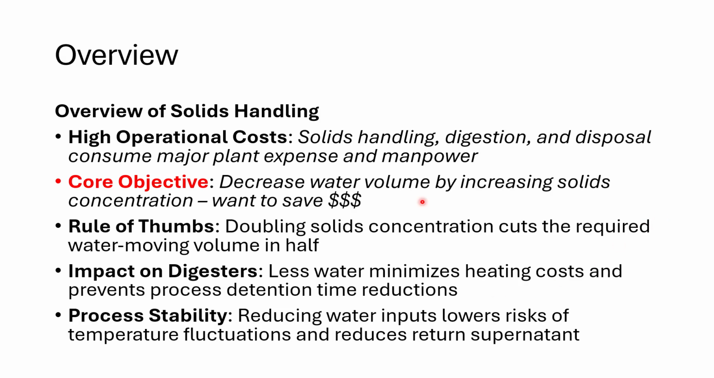This will show up time and time and time again, okay? So I want to make sure you guys do get this down. Double the solids concentration decreases the water volume required to move things around by half, okay? So what does this mean? Well, when we start sending this sludge to these basins that are called digesters or sludge thickeners, gravity thickeners, we are using less water.